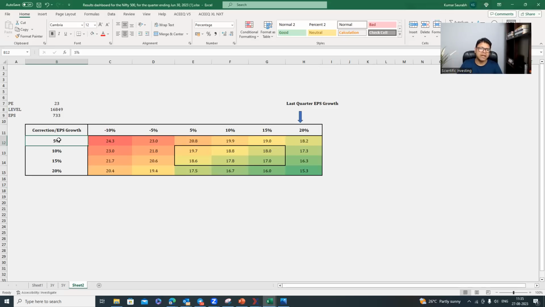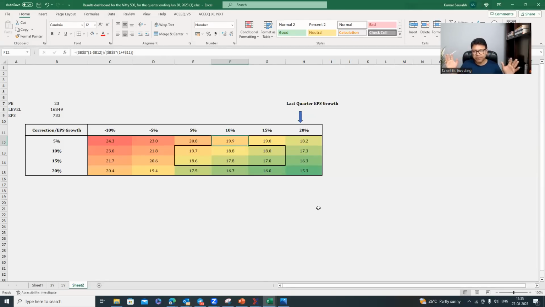Let us say the market corrects by 5% by the time we finish this financial year. So March 2024, let's say from today, Nifty 500 corrects by 5% and Nifty 500 company EPS grows by 10%. Given this quarter, the growth was 19%. In March 2024, your PE will become 19.9.